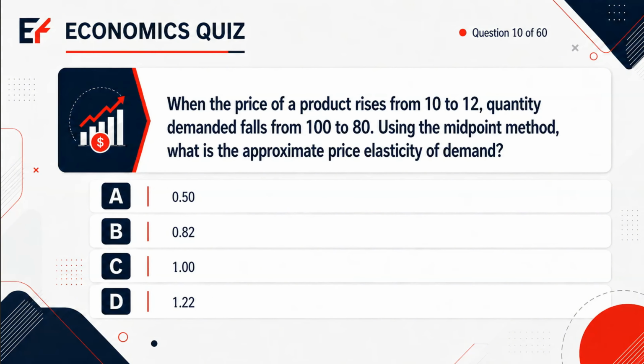Question 10. When the price of a product rises from 10 to 12, quantity demanded falls from 100 to 80. Using the midpoint method, what is the approximate price elasticity of demand? A. 0.50, B. 0.82, C. 1.00, D. 1.22. The correct answer is D.